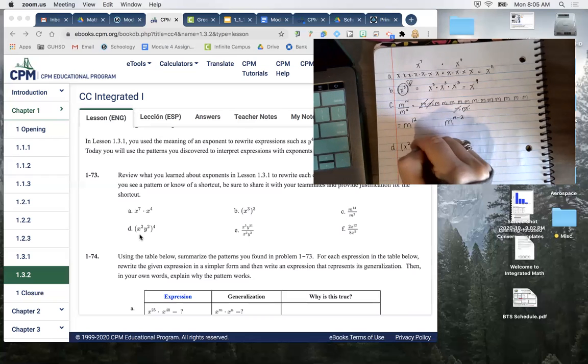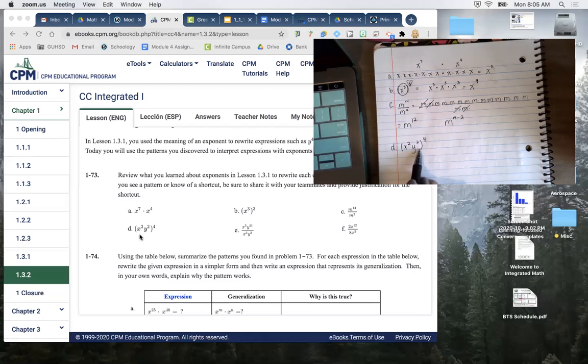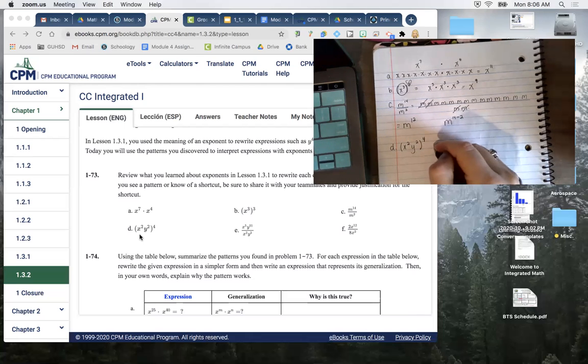But on this one, when you have x squared, y squared raised to the fourth power, again, I'm not going to simplify this. I could do x times y, and then do that 4 times if I wanted to. Instead, what I'm going to do is write this whole thing 4 times.